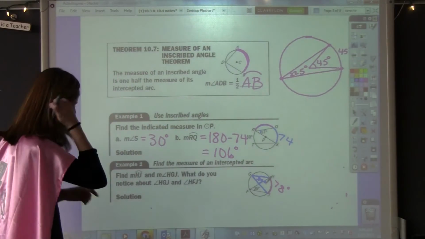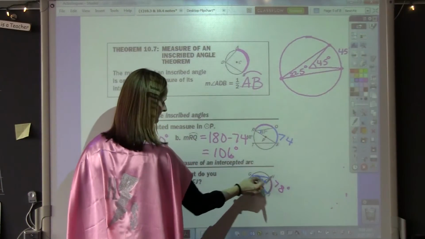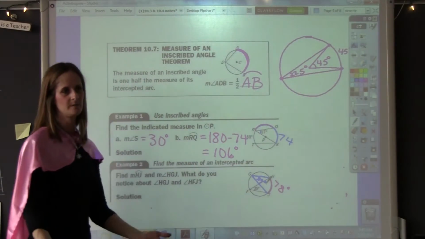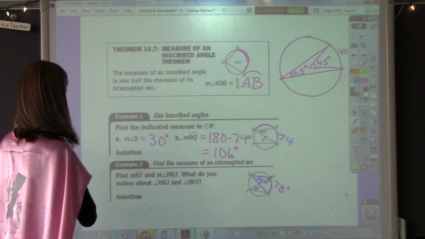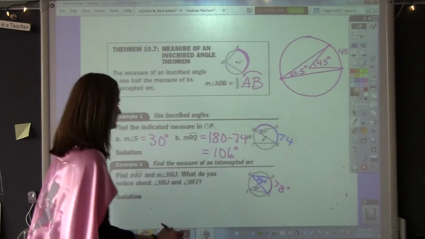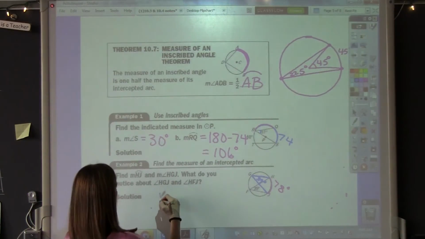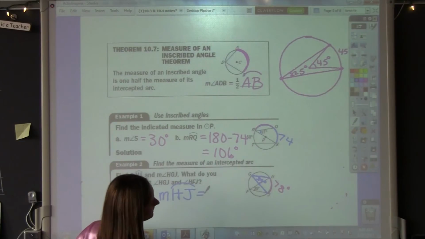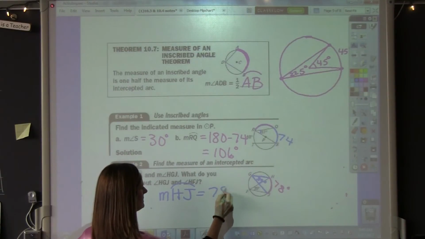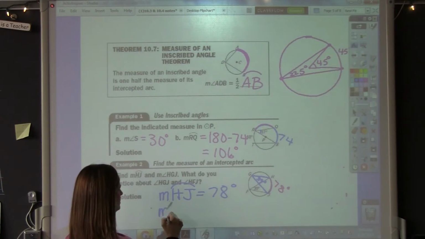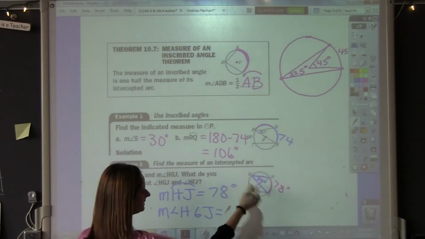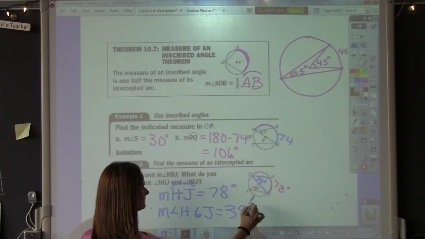So what do you notice about HGJ and HFJ? We were just talking about that. They're both 39 degrees. Okay, so I should probably write: the measure of arc HJ is 78 degrees, and the measure of angle HGJ is 39 degrees. Good?